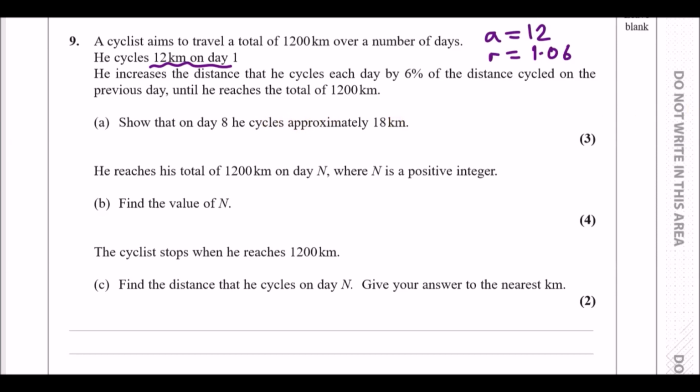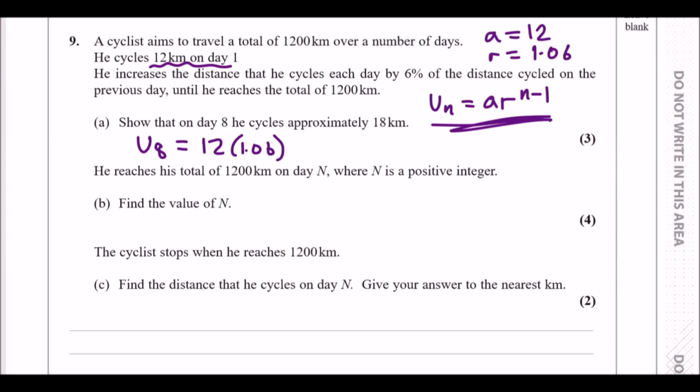Okay, so before we do this, let's look at some general formulas. For any given day, we need to know that the general formula, which is Un, is going to be A, the first day, times the common ratio to the power of n minus 1. Alright, so this is the key thing. Now we're trying to find the 8th day here. So it's going to be U8. That's going to be equal to A, which is 12, times the common ratio, which is 1.06, to the power of n minus 1. So 8 take away 1, which is 7. And when you calculate this, you should get something like 18.04. And as you can see, that's approximately 18 kilometers. Okay, great. So that's 3 marks for that.